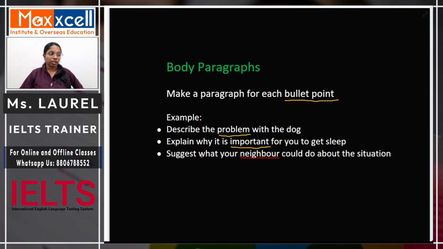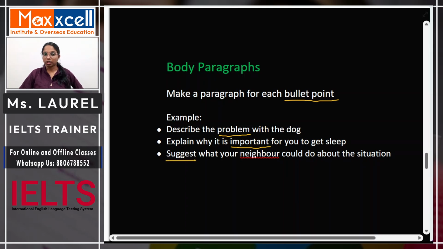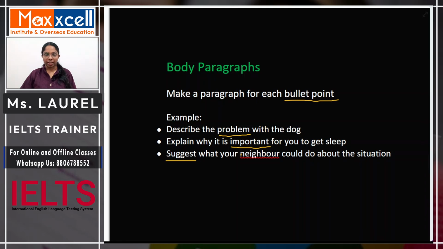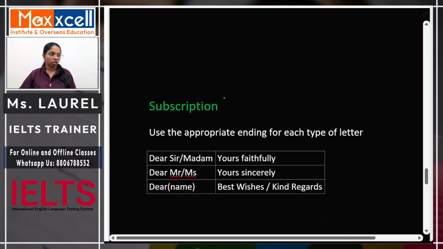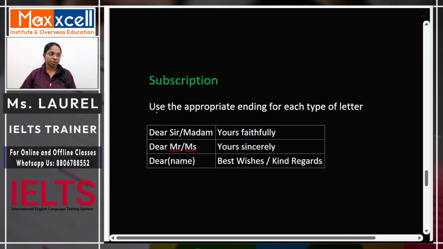So moving on, suggest what your neighbor could do about the situation. So suggestions to solve the given problem. So all of these need to be included in your letter, and for each one you will make a separate paragraph. And the last part of the letter is called the subscription. What is the subscription? It is the ending. So use the appropriate ending for each type of letter.